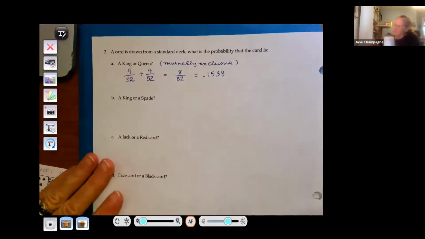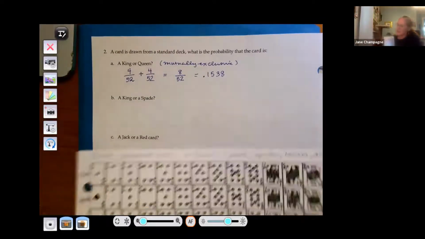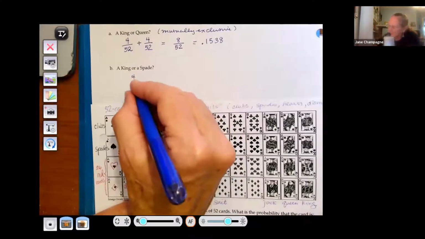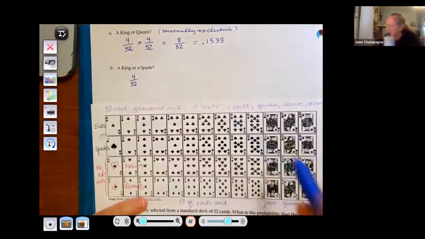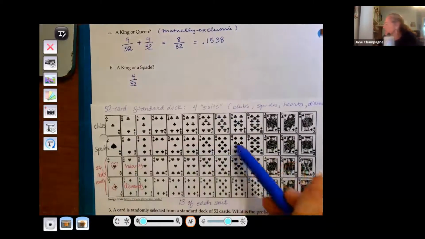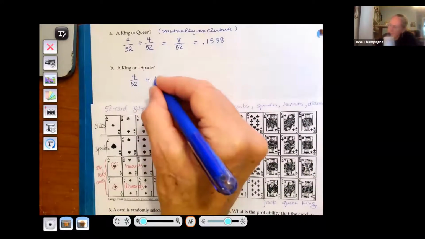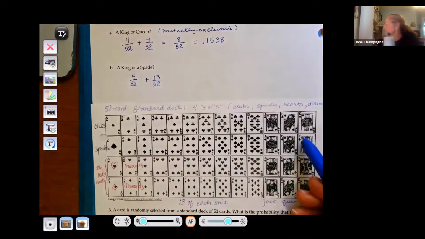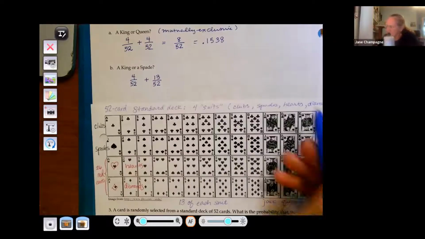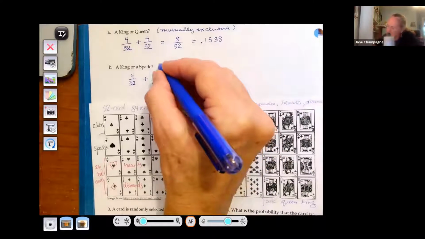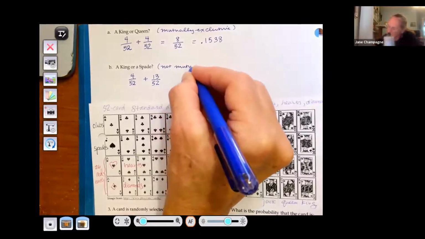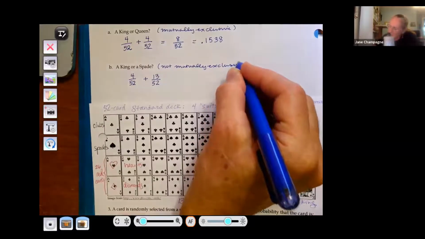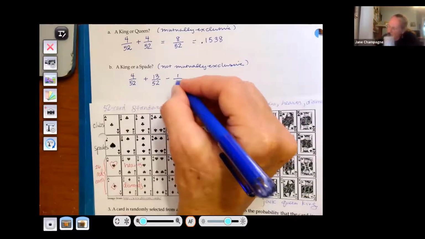All right. What's the probability of choosing a king or a spade? Well, there's 4 kings, so 4 out of 52 is the probability. How many spades are there? Well, there's 13 spades. 13 out of 52 is the probability of getting a spade. But there is a king of spades, right? So these are not mutually exclusive. So we want to subtract off the probability of getting that spade.